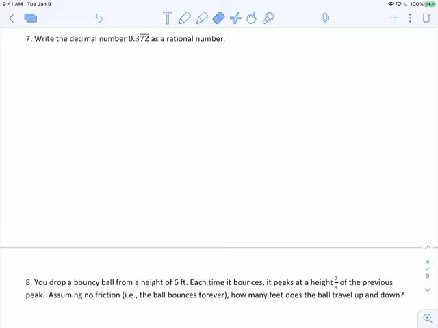And so let me start by just writing this out. Like so. So it's 0.372727272. And the way we're going to attack this, to see that we can use geometric series to answer this question, is to break this number up into pieces.